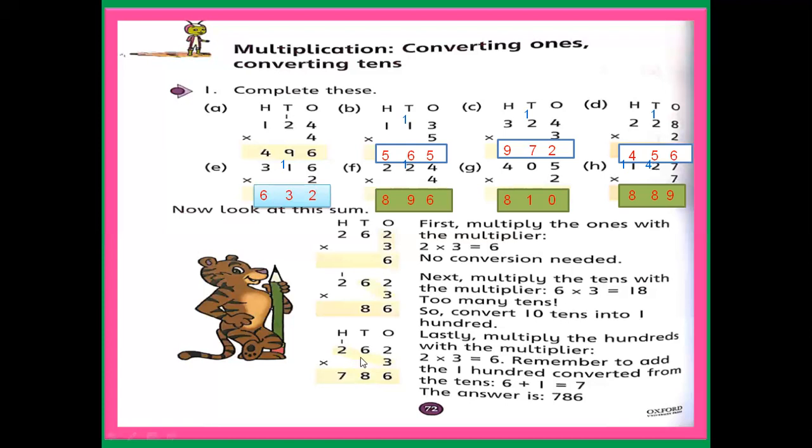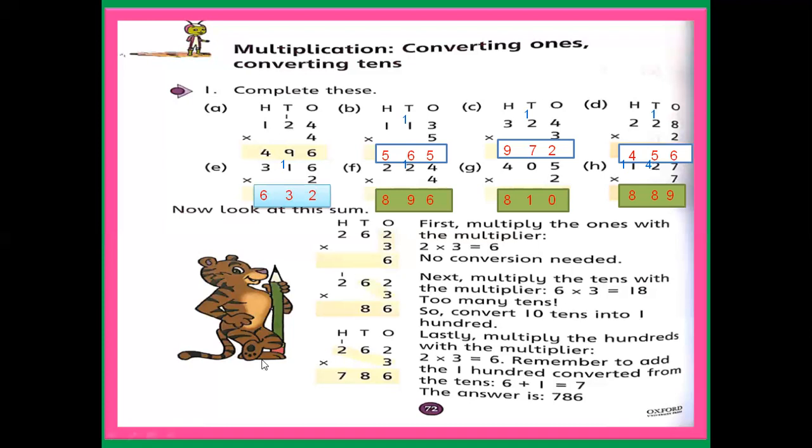18, write 8 here, and this 10 will convert, because remember, simple, if the answer is more than 9, I mean the answer is 10, 11, 12, so we write the first digit and the second digit converts into the next. Meaning if there are ones, convert into tens. If there are tens, convert into hundreds.